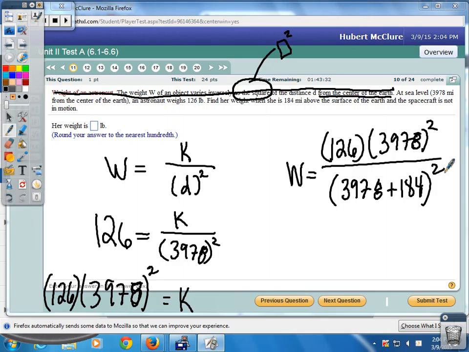Now, let me ask you a question. If she weighs 126 pounds on Earth, what is she going to weigh in space? She's going to weigh less, right? So if you get 215 pounds, you did something wrong. So somebody give me W.